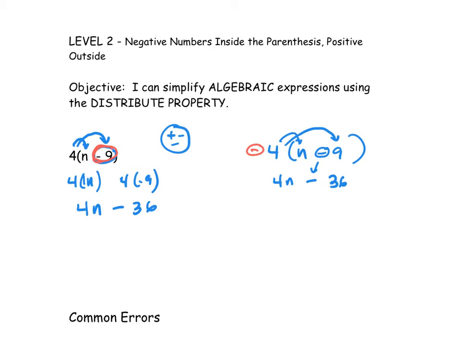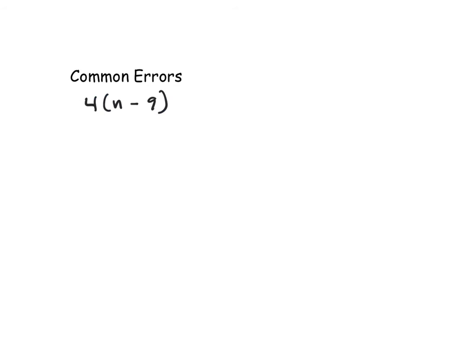So now let's explore the common errors. All right, as in level 1, sometimes the most common error is to multiply the 4 times the n, but forget that it has to reach across and multiply the 9. So this would be a common error, just dropping down that 9. Another common error is not acknowledging the fact that's a minus sign and either writing plus 36 or even plus 9.